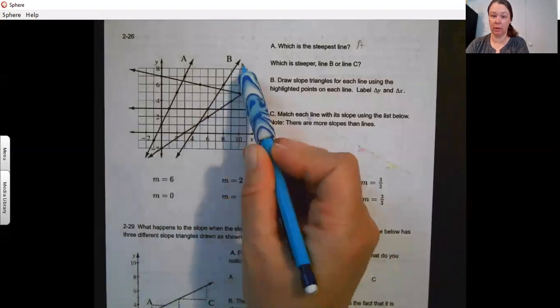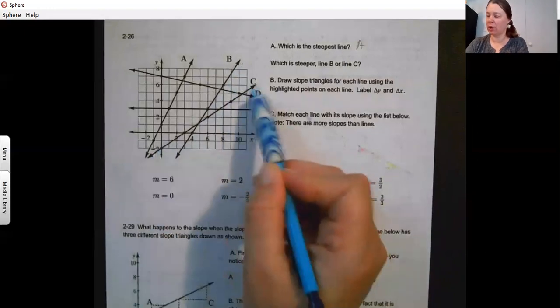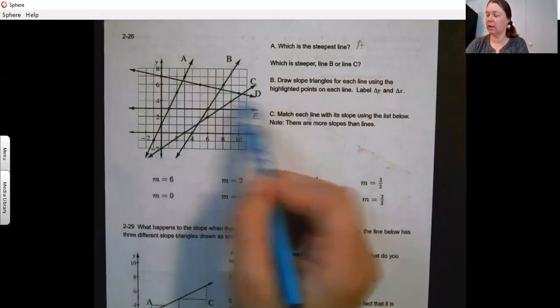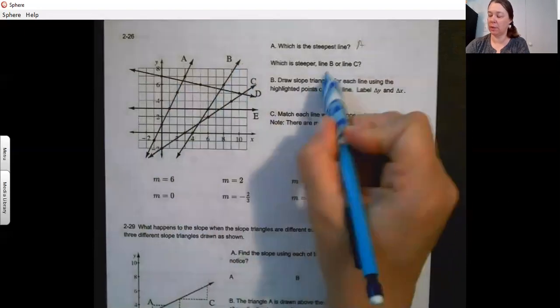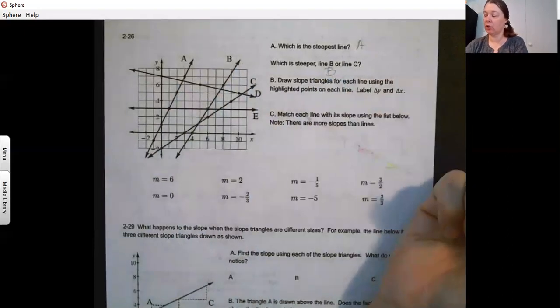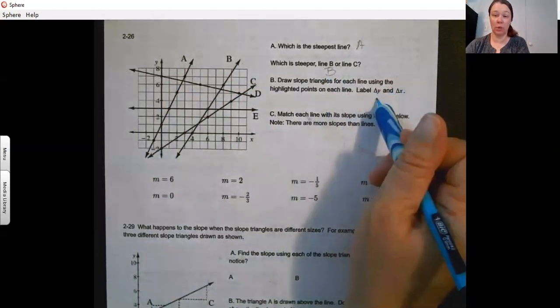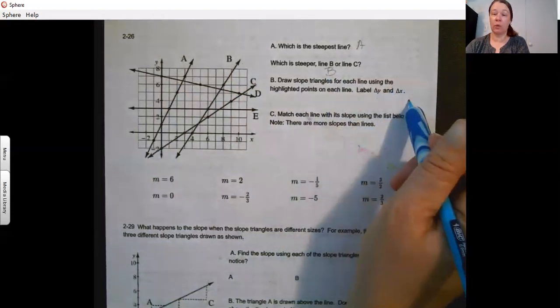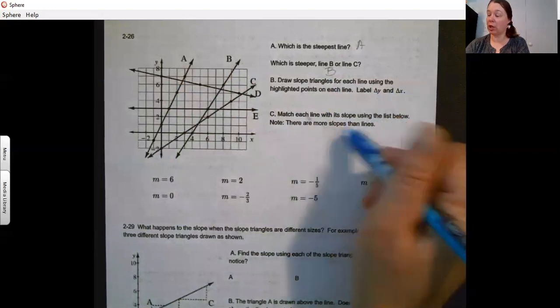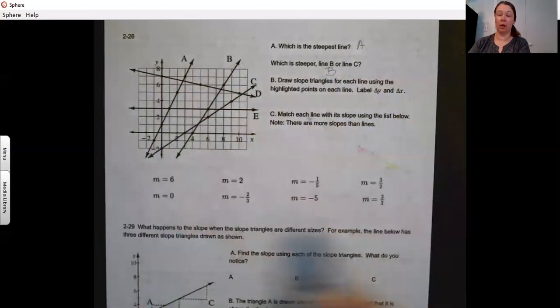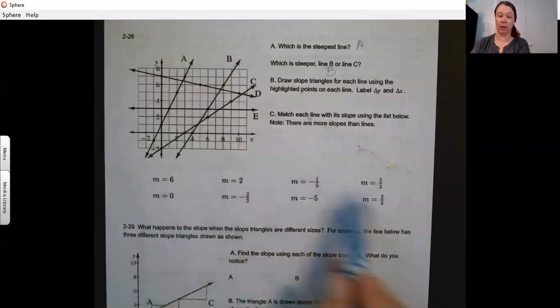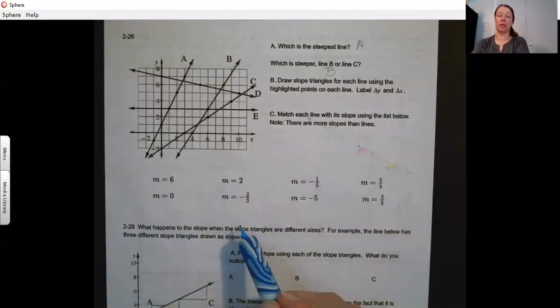So here's B. Pay attention, the labels are kind of tricky. This is C right here. This is D. Which is steeper, B or C? It seems like B is steeper. Then it says draw slope triangles for each line using the highlighted points. Label your delta Y and delta X. Then once you have your slope triangles, you're going to match each line with its slope using this list below. Here's all the possible answers. Note that there are more slopes than lines.